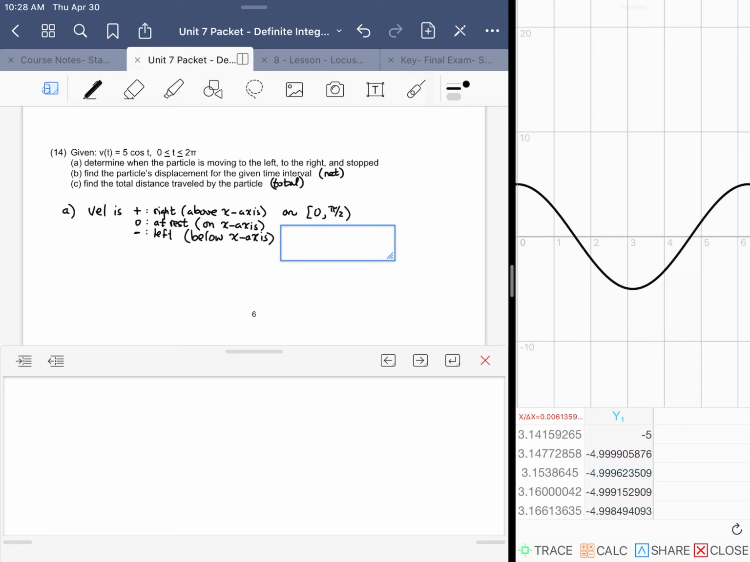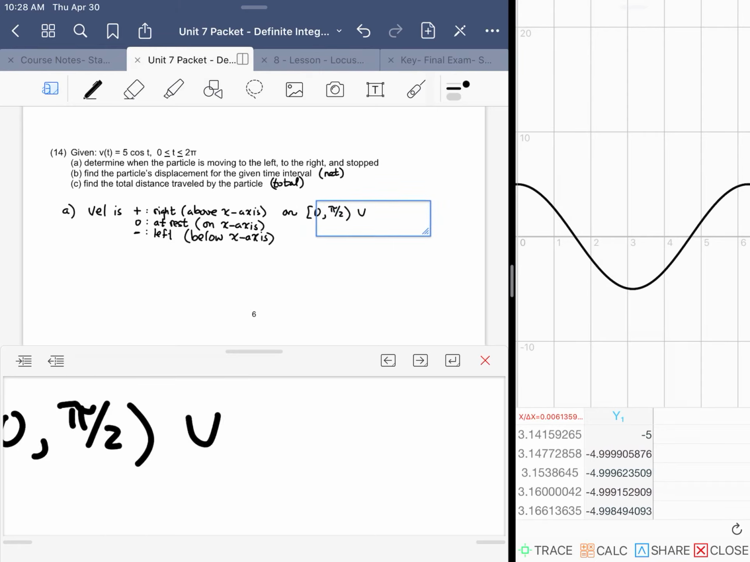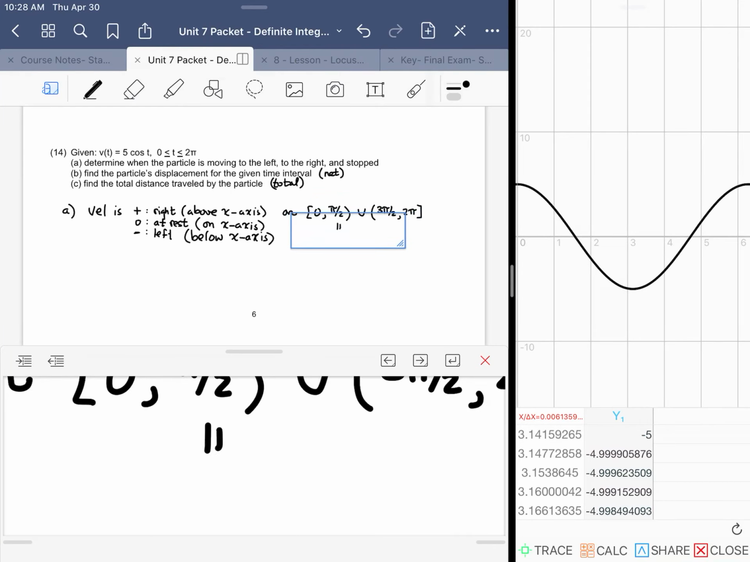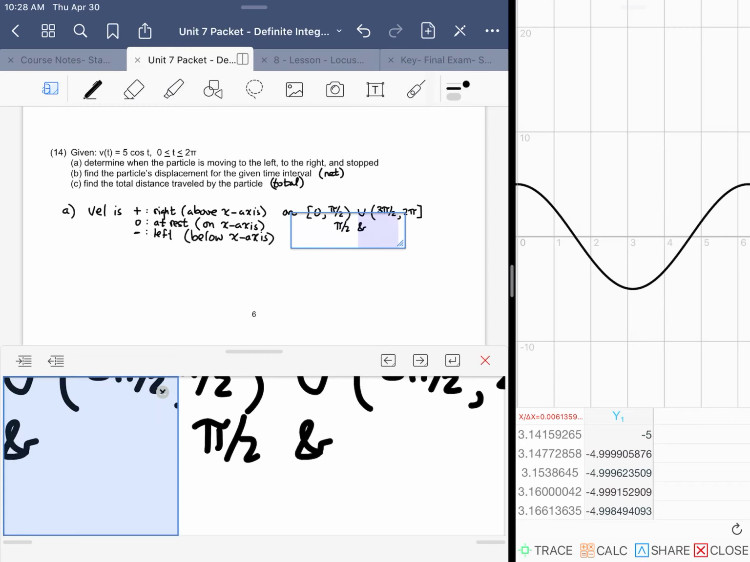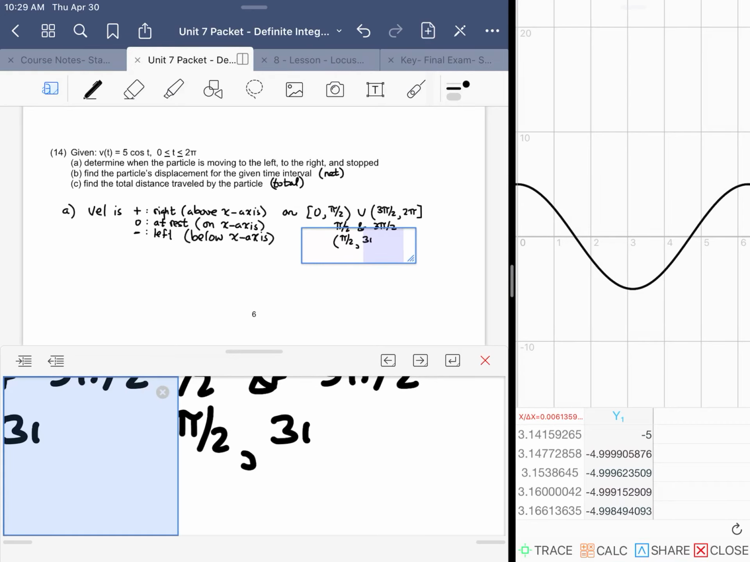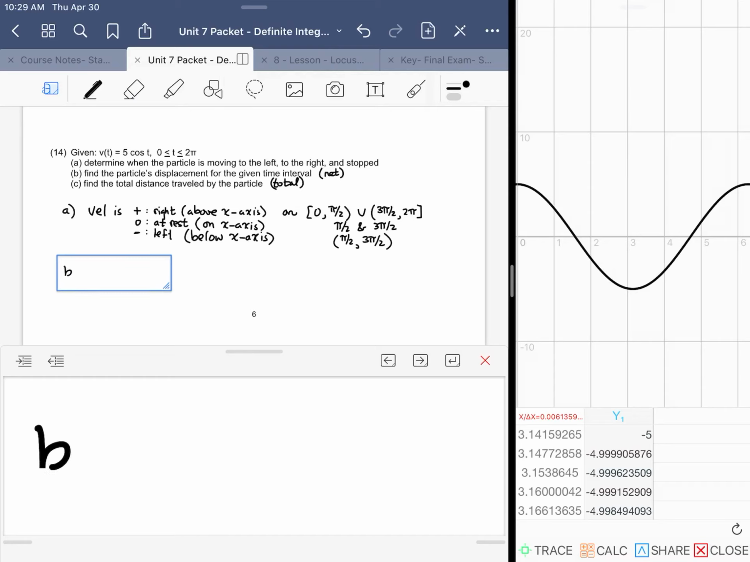All right, so on the interval 0 to pi over 2, and also from 3 pi over 2 to 2 pi. It's on the x-axis at pi over 2 and 3 pi over 2. Below the x-axis would be between pi over 2 and 3 pi over 2.